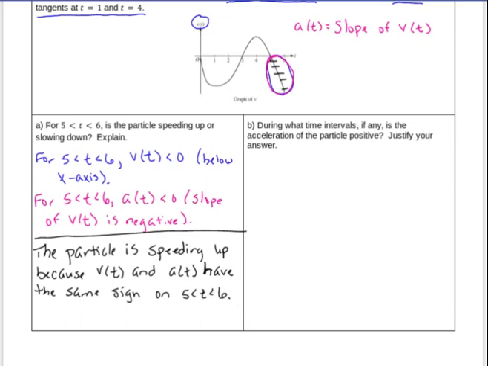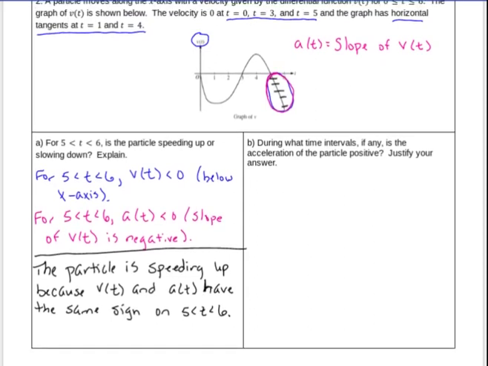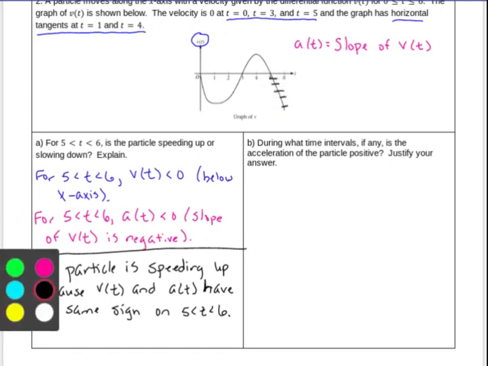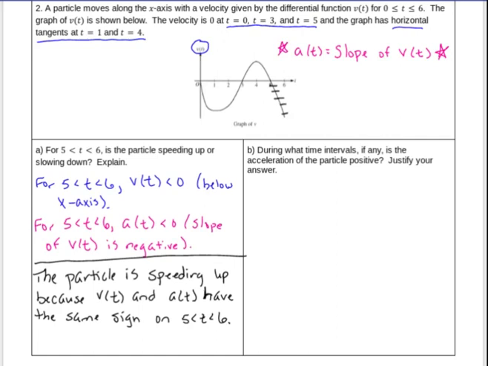All right, last part here, part B. During what time intervals, if any, is the acceleration of the particle positive? And we want to justify our answer here. So again, we are looking at the slope of the velocity because we know that acceleration is just v prime of t. Well, we were already told up here that the function has horizontal tangents at 1 and at 4. That means at t equals 1 and at t equals 4, the slope is 0, right? There's my little tangent lines.